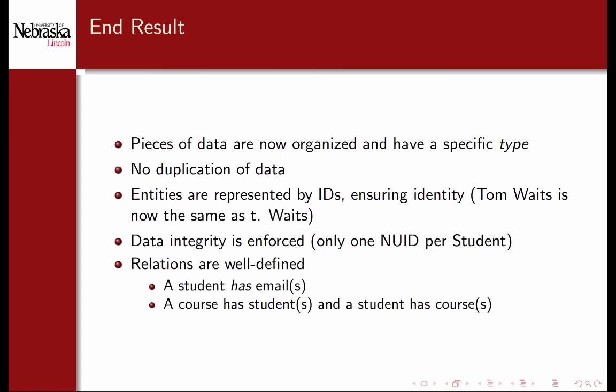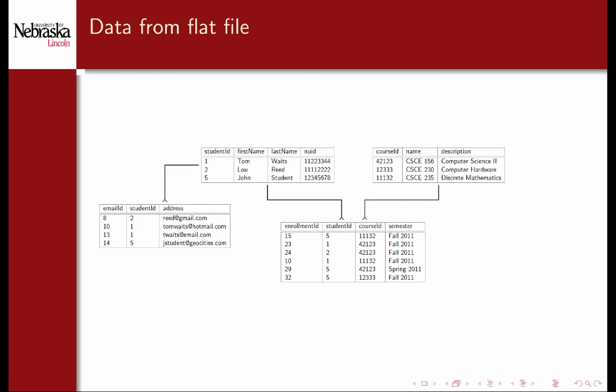We've successfully solved all the problems with our original data that we looked at when we started this series. Pieces of data are now organized and have a specific type. There's no duplication of data because we normalized the database. Entities are represented by IDs ensuring identity, so that Tom Waits is the same entity as T Waits, and there's no inconsistency about their name representations. Data integrity is enforced. There's only one NUID per student. This was not possible with a flat file. Relations are well defined. A student has emails, and a course has students, and a student has courses. The normalized data from the original example is depicted here.